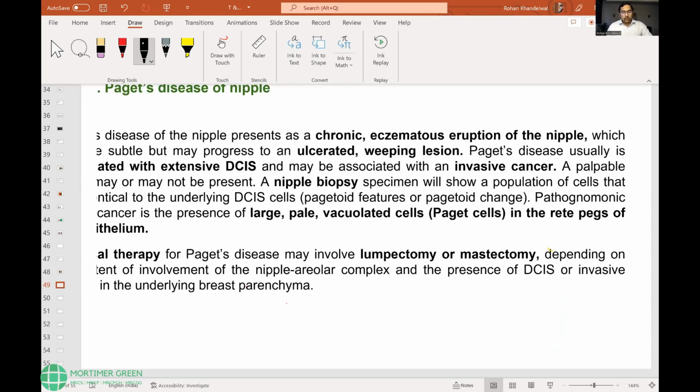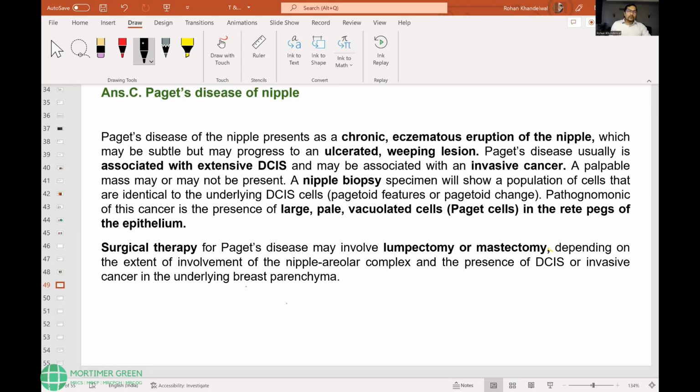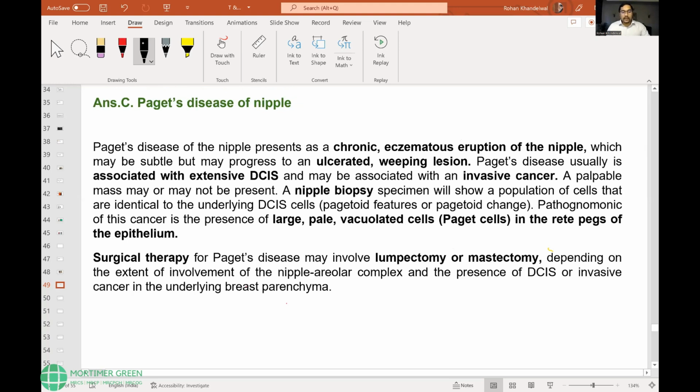Right. So most of the times, if it's exclusively Paget's, it will be DCIS, but there can be underlying invasive carcinoma as well.